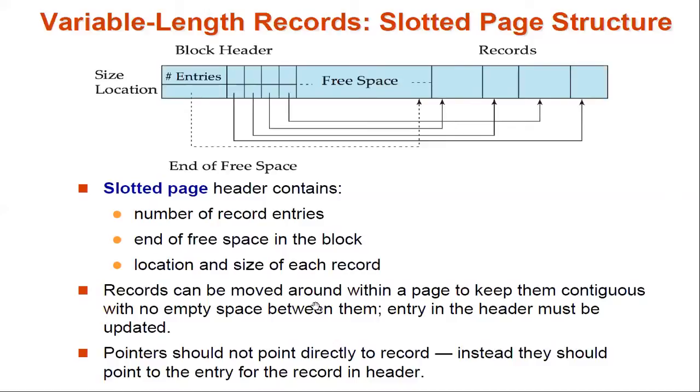Here the pointers should not point directly to the record. Instead, they should point to the entry for each record in the header. So instead of pointing to the exact record, it will be pointing to the header entry of your record.